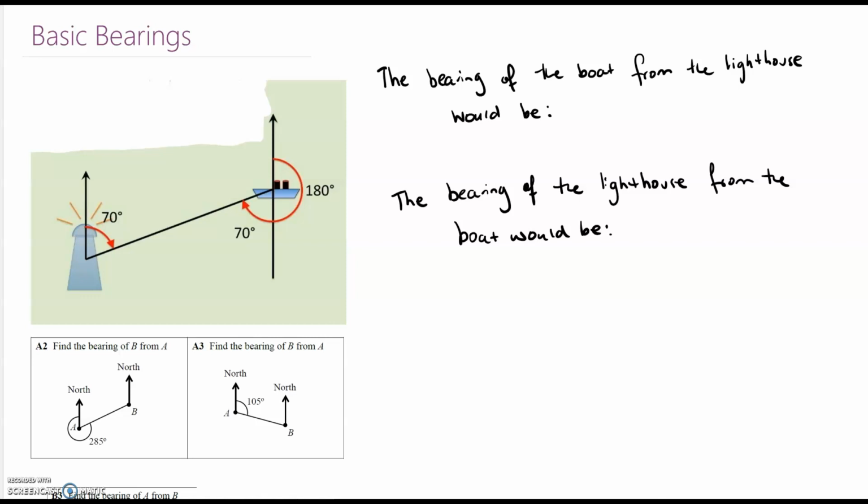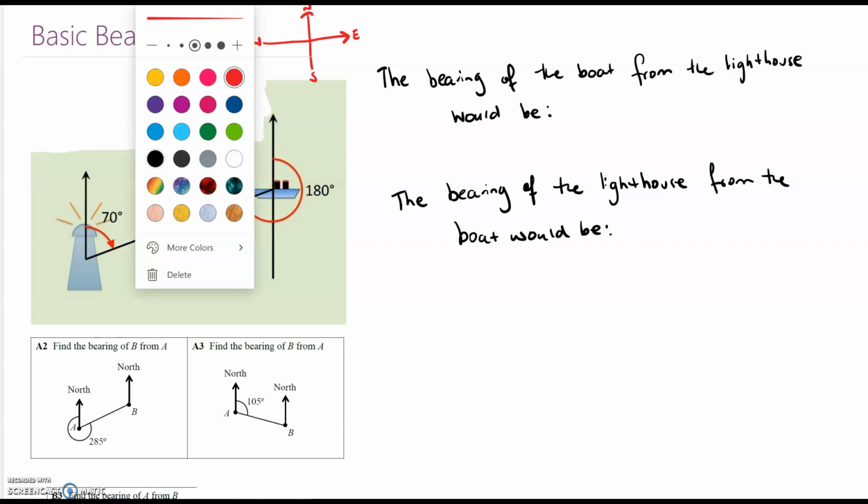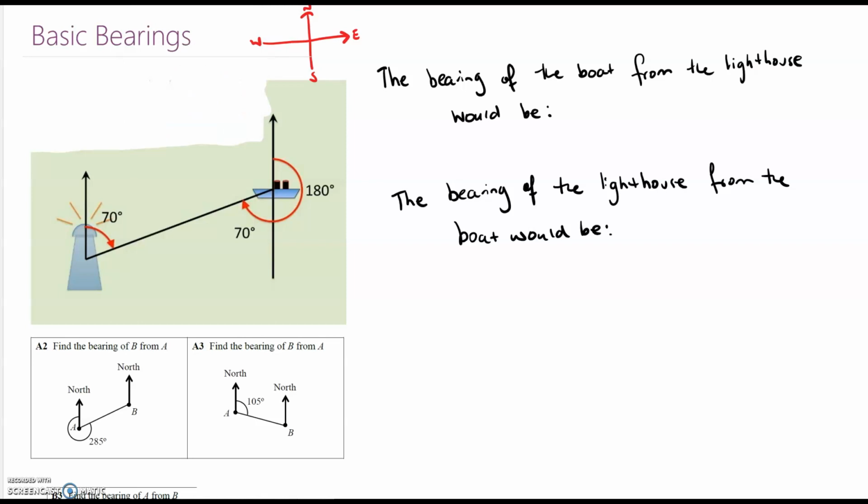Okay, so the first thing is with bearings. All bearings are taken from north, okay, and that's really important. So remembering that we've got north, east, south, west on our scale, and if we're taking it from north, that means we're always taking the angle from north in a clockwise direction, never in an anti-clockwise direction, always clockwise, and then whatever that angle is, that's your bearing from north.